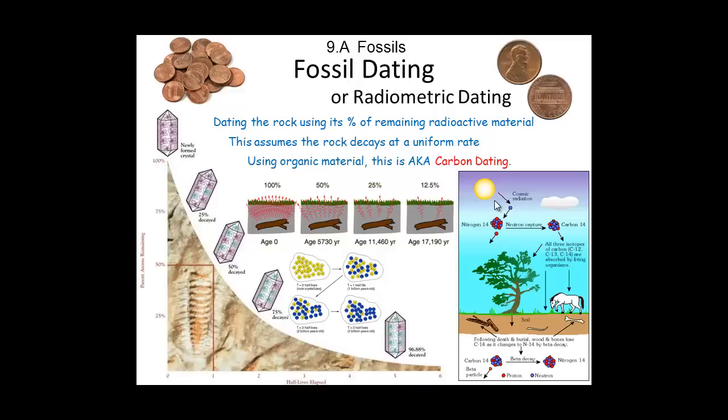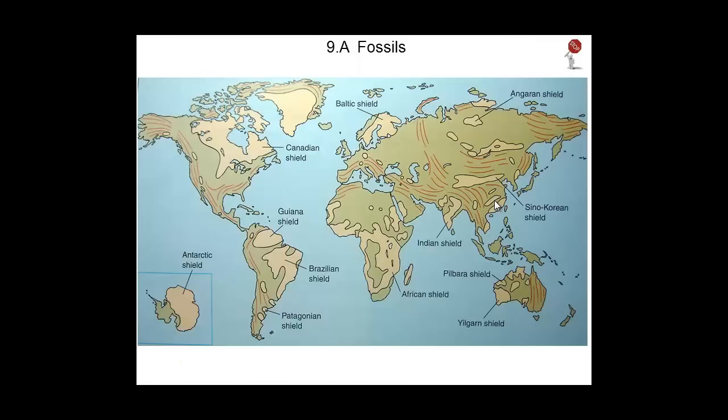which always comes out radioactive, very small amounts of radioactive material, but we can actually see it. So we can start assigning dates to certain rock layers and the fossils that are inside the rock.